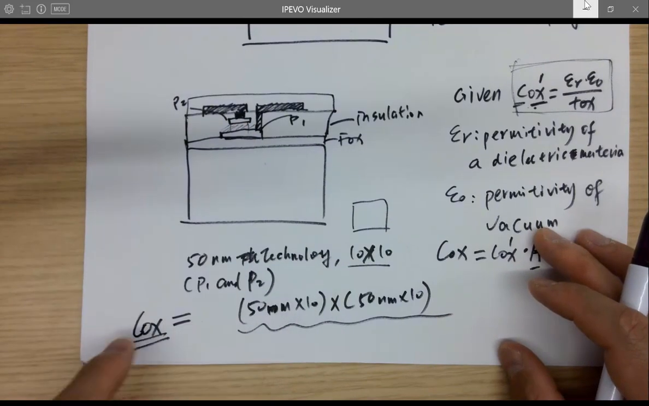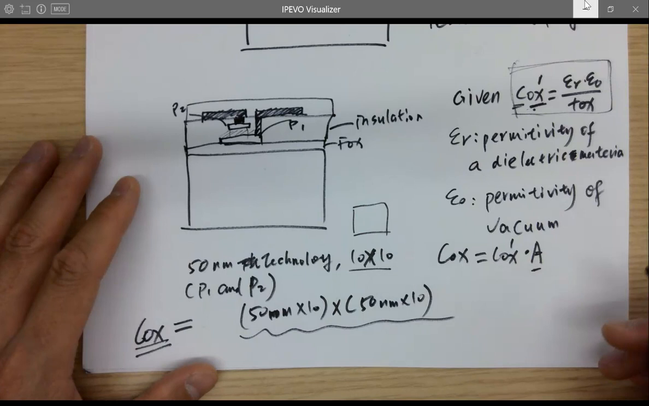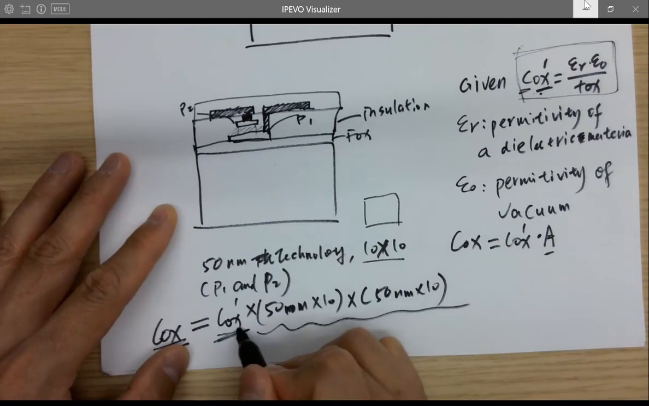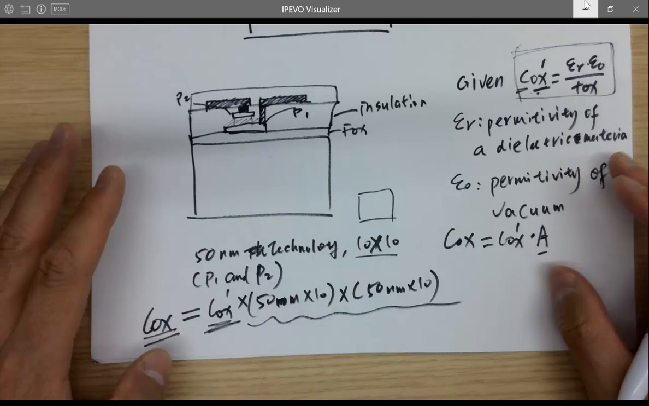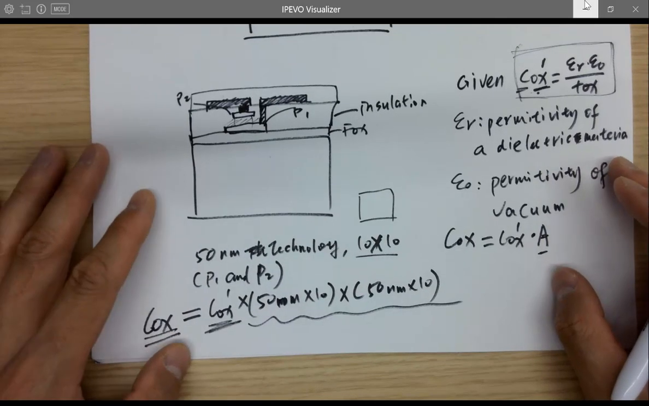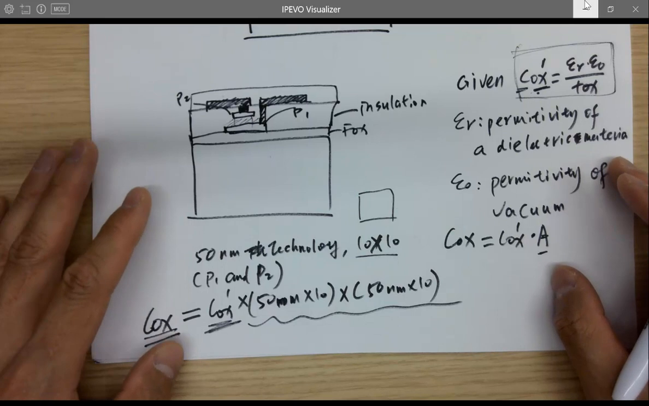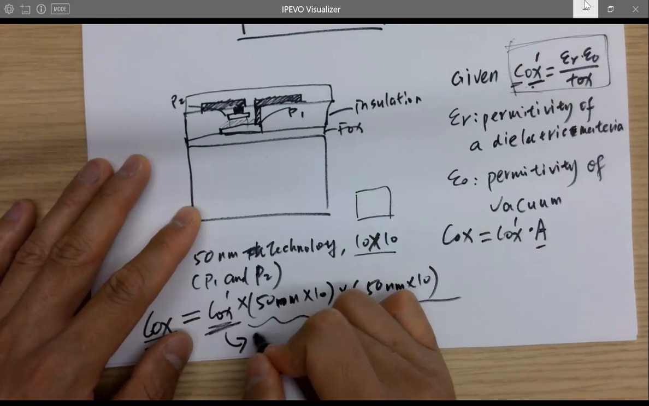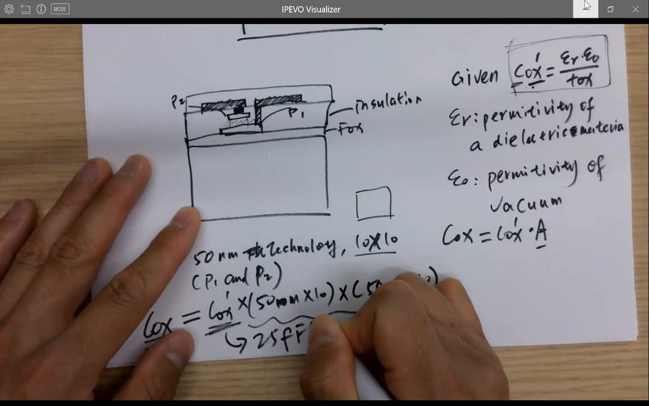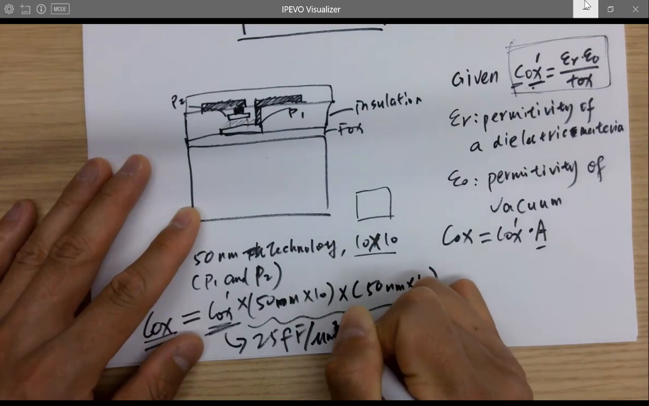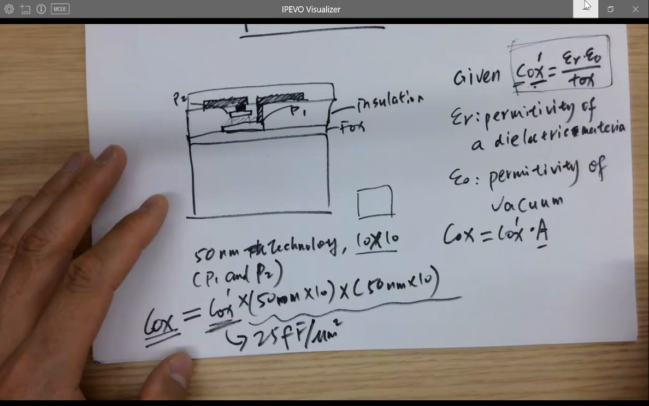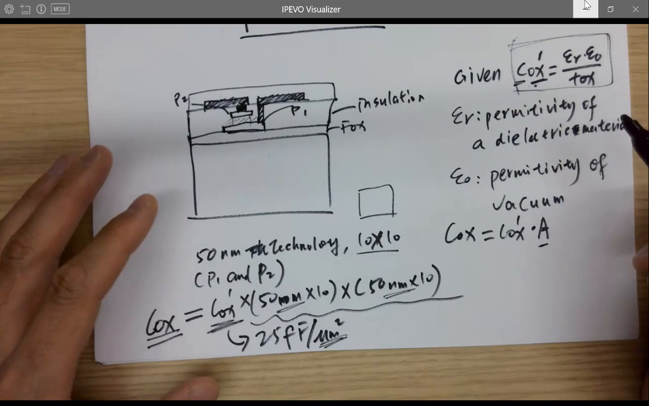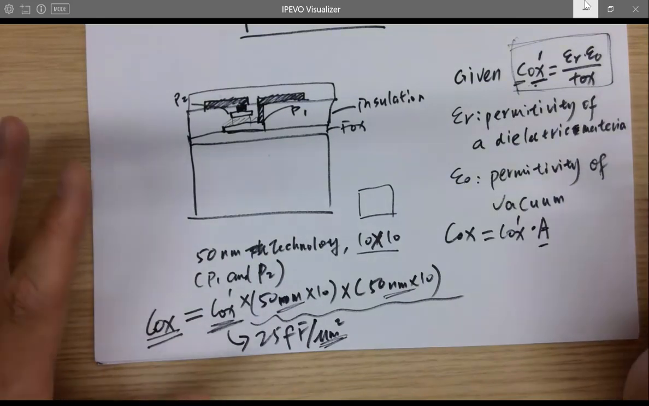What else do you need to find Cox? This is given by the technology, by the process. You can contact the foundry to find out that parameter, and it's usually at the femtofarad level. I think this one is 25 femtofarad per micrometer square. For the calculation, this is going to be nanometer square and this is micrometer square, so I have to find a way to convert them into one unit.